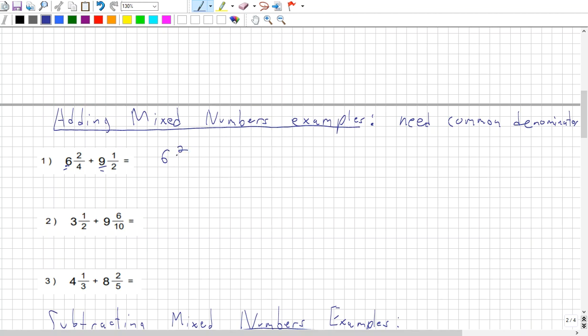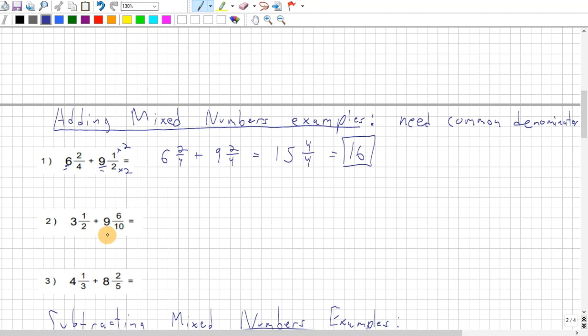So I have 6 and 2 over 4 plus 9. And remember, I have to multiply the top by 2 and the bottom by the same amount. So I end up getting 2/4. Then I can add these, because 6 plus 9, like I said, is 15. And when I add fractions, remember, I just add the numerators and the denominators stay the same. So 2 plus 2 is 4 over 4. And 4 over 4 is another whole. So that will add to the 15 to become just 16 as a final answer.